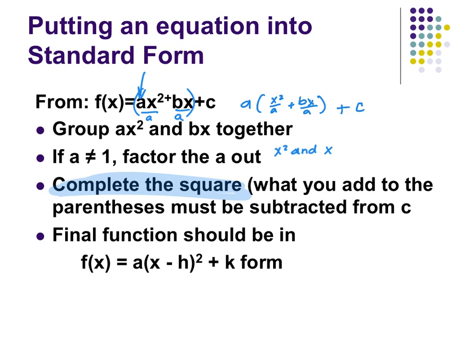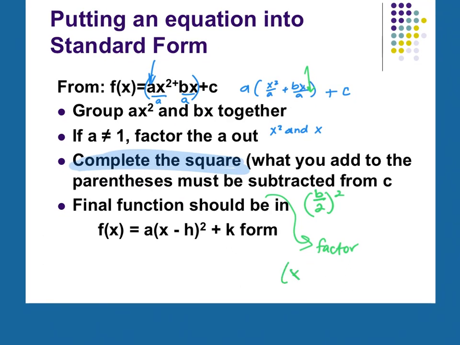Then you have to complete this square. So you have to find the last term on that trinomial that would make this a perfect square. And to do that, you take B, divide it by 2, and square it. You're going to add that inside the parentheses, and you're going to subtract it outside the parentheses to balance your equation. Then you're going to factor it. So even before you get to the final thing, you're going to factor your new perfect square trinomial.